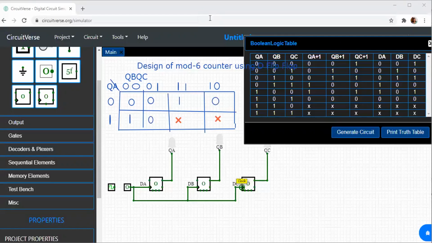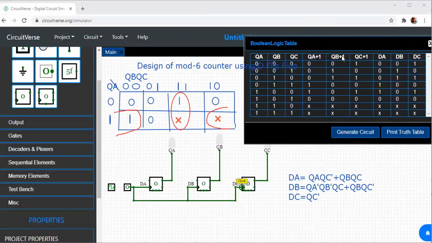Now, if you simplify the K-map, let me simplify, get a pair over here. Now, keeping this pair, if I write the expression, there is one more pair. So, 2 pairs are there. What will be the expression for DA? DA will be equal to QA into QC plus QB into QC. Similarly, if you write for DB, we'll get the expression for DB. And then if you write for DC, we'll also get the expression for DC. Let us write for DB.